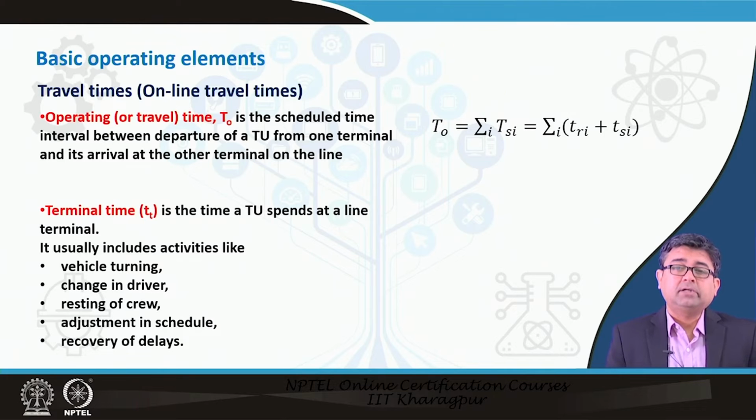There is some time in public transportation. We have to remember that labor laws apply. So, we have to give resting time to all the crew, the drivers and the conductors on the line. So, there is some resting time involved, and adjustment in schedule. Maybe the vehicle has arrived ahead of schedule or is late on schedule. How do you adjust all those schedules for the next run to begin? That is all taken in the terminal time, and recovery for delays as well. So, terminal time is the time that a transit unit spends at the line terminal, at the two terminals at the end.